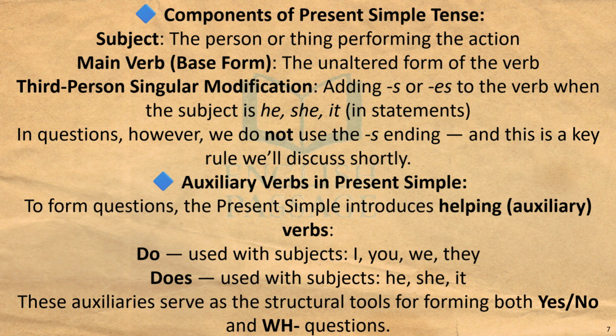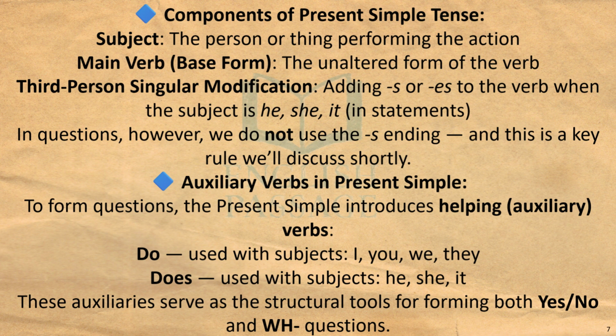Components of present simple tense. Subject, the person or thing performing the action. Main verb, base form, the unaltered form of the verb. Third person singular modification, adding s or es to the verb when the subject is he, she, it in statements. In questions, however, we do not use the s ending, and this is a key rule we'll discuss shortly.